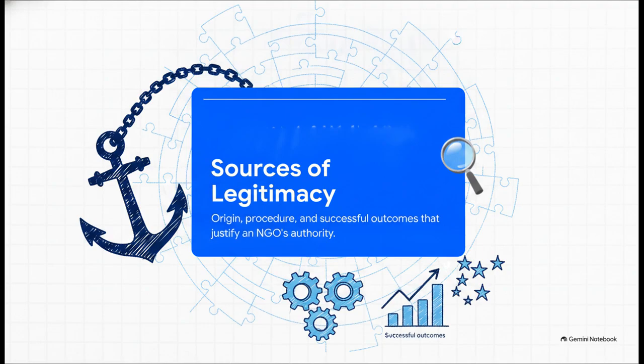To combat this mission drift and maintain trust, you must anchor your organization in Bodansky's sources of legitimacy. You have to continually prove to your stakeholders that you have the right to operate based on your historical origins, your transparent and democratic procedures, and ultimately your successful outcomes. Guys, good intentions are simply no longer enough. You have to prove your effectiveness.